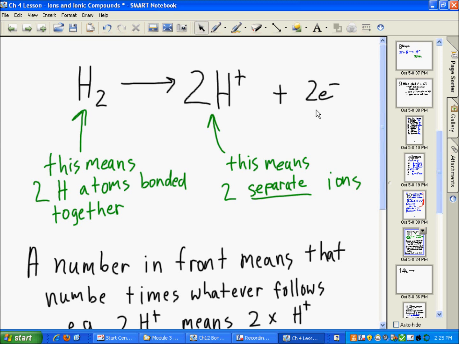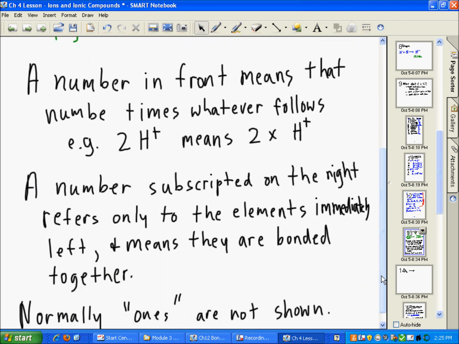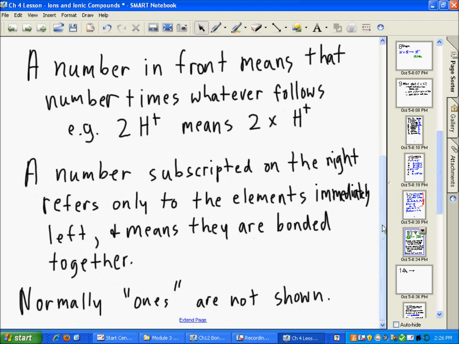So is it always written that way? When the H2, no matter what it is, it's stuck together. Yep, it'll always be written that way. Okay, so I've already said this. A number in front means that number times whatever follows. So 2H+ means 2 times H+. A number subscripted on the right, a little number to the right, refers only to the element immediately to the left, meaning they're bonded together. And we normally don't show ones.